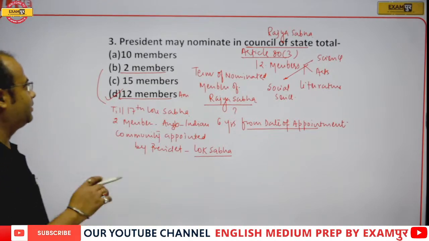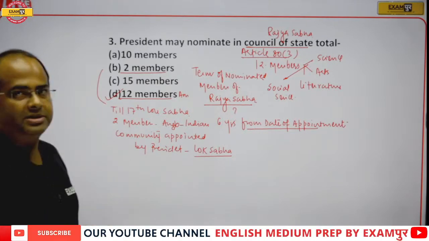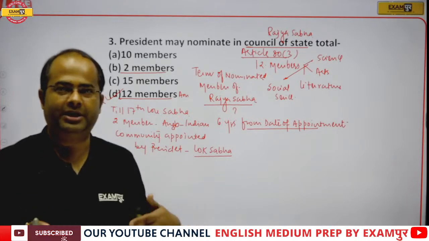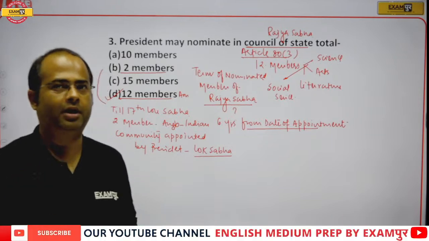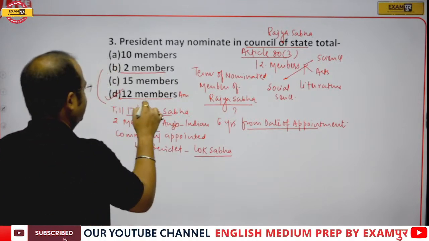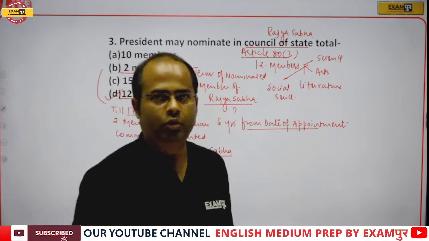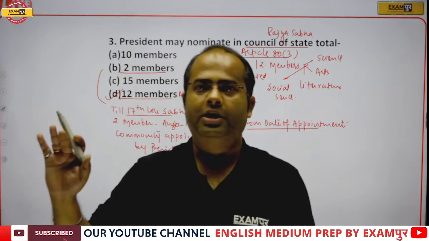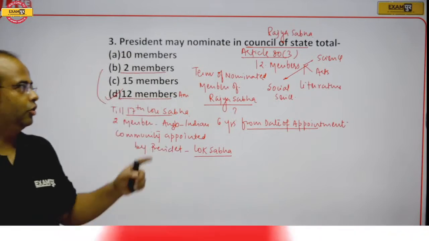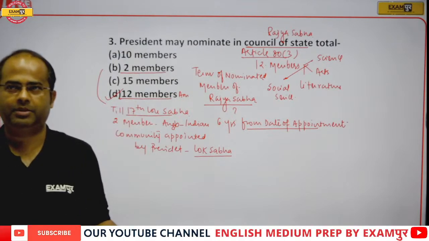So correct answer will be what? It will be option D, that is 12 members they are nominated by President in Rajya Sabha, and 2 members they are nominated by President in Lok Sabha from Anglo-Indian community, but that is applicable till 17th Lok Sabha, that is from 2019 to 2024. When 18th Lok Sabha will be elected, there will be no nominated member from Anglo-Indian community. So correct answer will be, guys, option D, that is total 12 members.